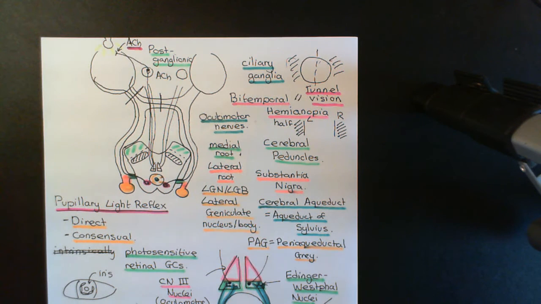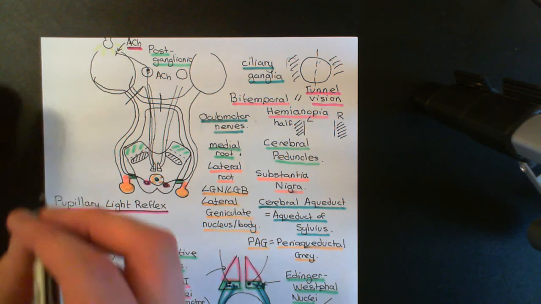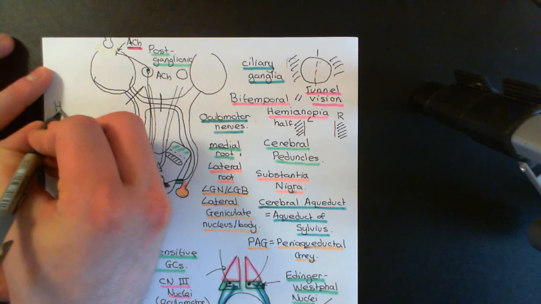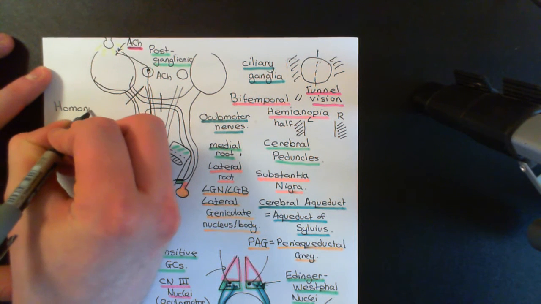Okay, right, so that's why that's called bitemporal hemianopia, and that's what occurs when you get a lesion to the optic chiasm. And as I say, the classical thing that causes a lesion to the optic chiasm is a pituitary adenoma. Next one that I want to talk about is homonymous hemianopia.